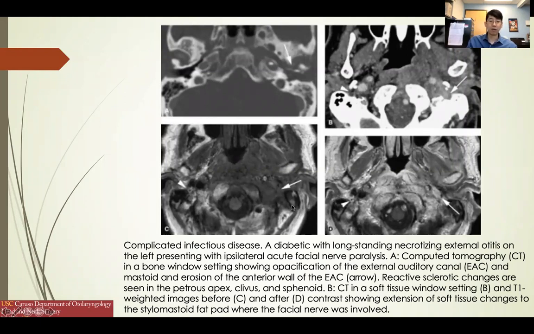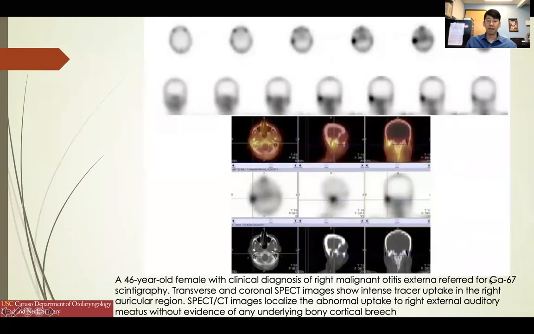And then this is the MRI showing T2 without contrast. Normal side is bright, normal fat. And here is involved, dark, hypointense fat at the stylomastoid foramen area. And here's T1 with gadolinium. You see it's lighting up in that involved area. This is a patient with gallium scan that shows MOE on the right side here. And here it is fused with SPECT imaging to give you that spatial resolution.